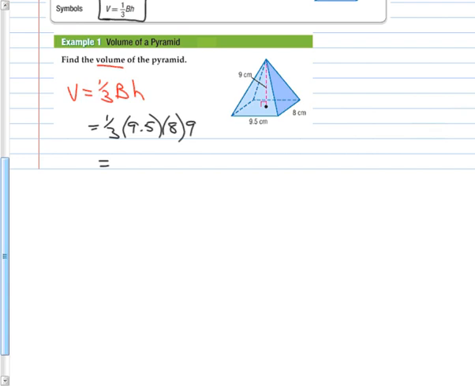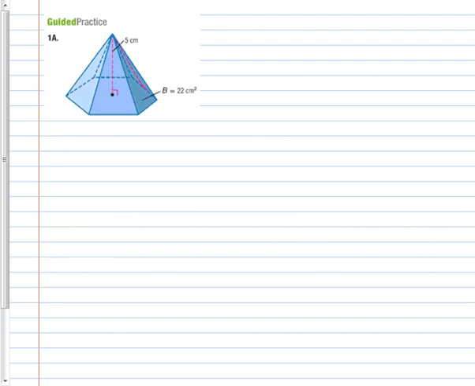So if I was doing this, what's 1/3 of 9? 3. I'd go 9.5 times 8 times 3. Then I don't have to mess with 1/3. How much? 220? 228 centimeters cubed? Thank you. Centimeters cubed. So today's section should be pretty straightforward for us.